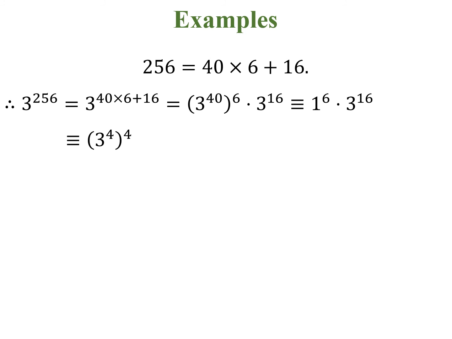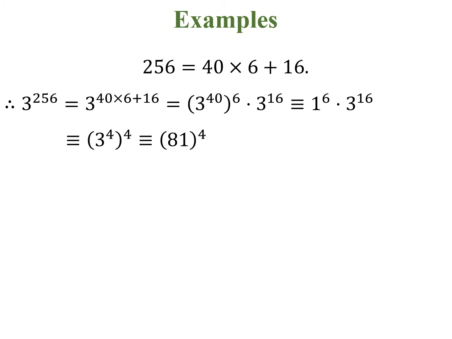Now this 3 raised to 16 also can be written as 3 raised to 4 whole raised to 4, since 4 into 4 is 16. Where this 3 raised to 4 is 3 into 3 is 9, 9 into 3 is 27, 27 into 3 is 81. So it can be written as congruent to 81 raised to 4.